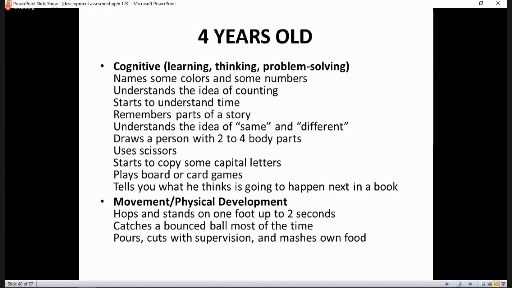In the cognition, names some colors and some numbers. Understands the idea of counting. The 4-year-old child starts to understand time and remembers part of a story. They understand the ideas of same and different. Draw a person with two to four body parts. Can use scissors. Can start to copy some capital letters also. Start board and card games.